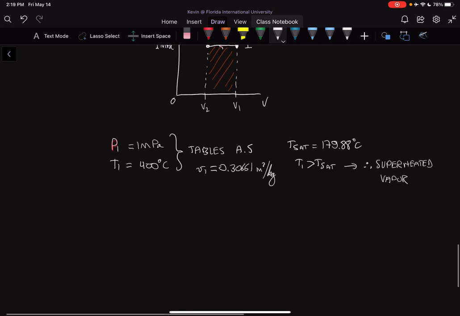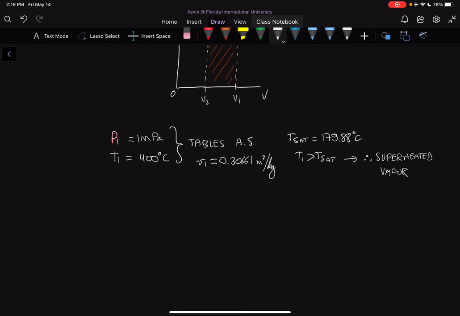And we're going to do the same thing for P2 and T2, but now we're going to go a little bit faster. We have the same pressure, 1 megapascal, but a different temperature, 250 degrees. This temperature is still above Tsat. T2 is still greater than Tsat, so we're still in the superheated vapor form. So we can go to the same table and find V2 at 250 degrees Celsius.